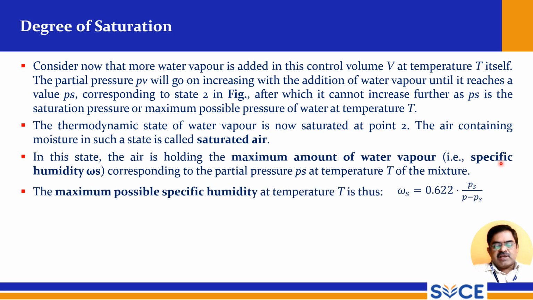That maximum amount of water vapor is nothing but the specific humidity, which we denote as omega s, corresponding to partial pressure Ps at temperature T of the mixture. The maximum possible specific humidity at a temperature T is given as omega s equal to 0.622 into Ps by (P minus Ps). This is the simple equation with which you can calculate the specific humidity.